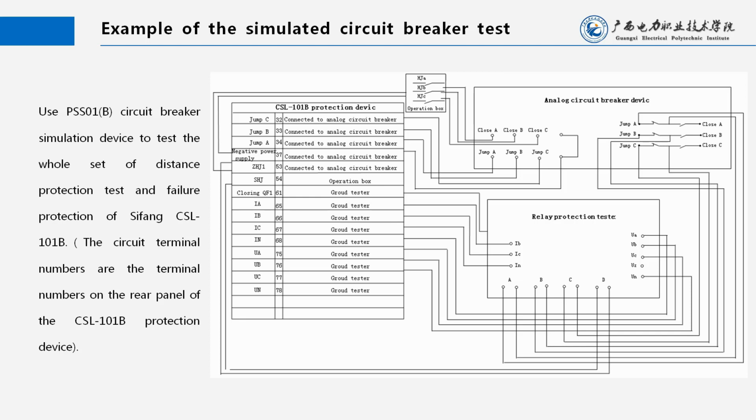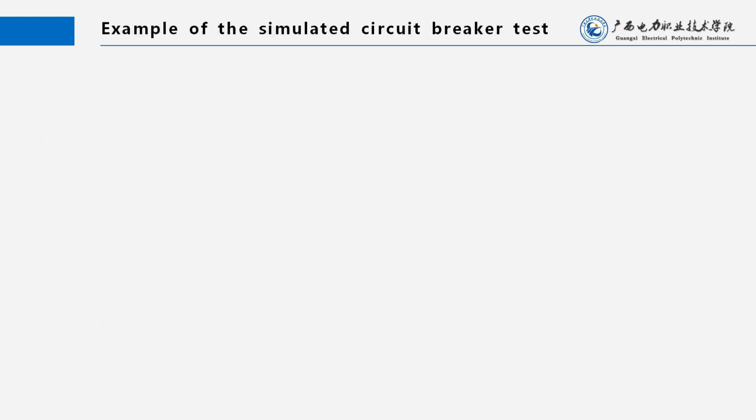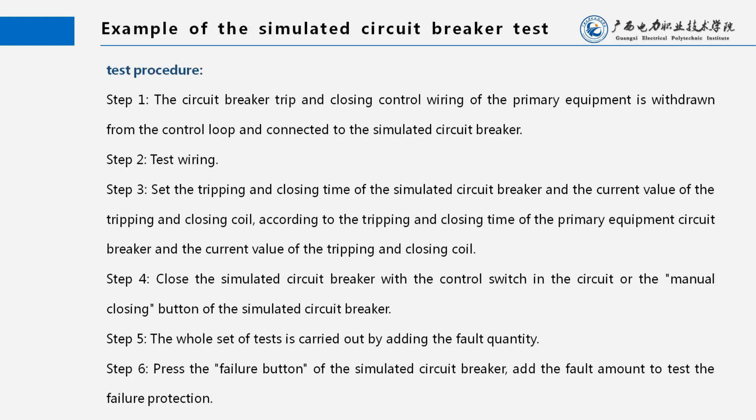Test procedure. Step 1. The circuit breaker trip and closing control wiring of the primary equipment is withdrawn from the control loop and connected to the simulated circuit breaker.